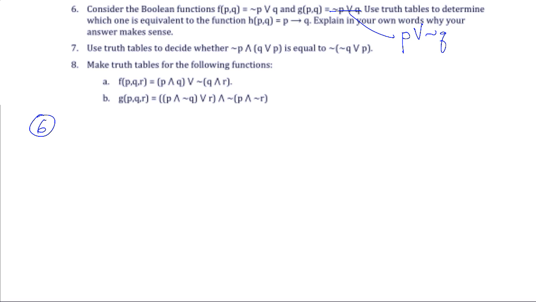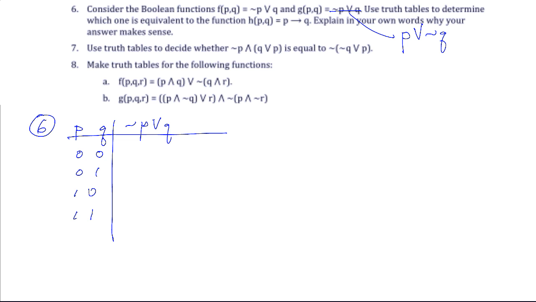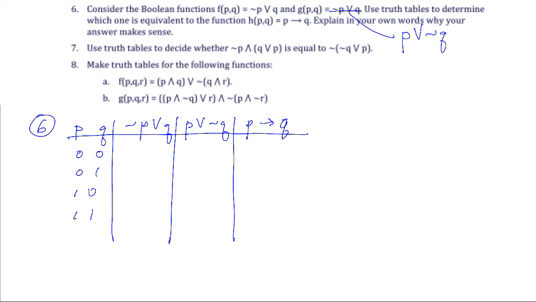This is going to be straightforward. I'm going to make a truth table with 4 rows for just 2 input variables, P and Q. I'm going to make my 4 rows here, and I'm going to do not P or Q. I'm going to do P or not Q, and I'm also going to do if P then Q. And we'll see which of these two is equivalent to if P then Q.